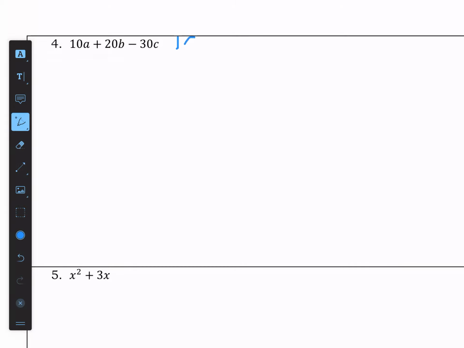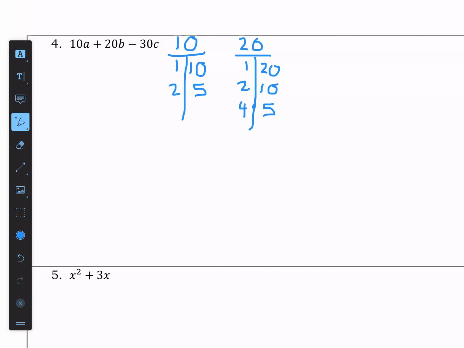So let's list our factors of 10. So 1 and 10. 2 and 5, and that's it there. Factors of 20, 1 and 20, 2 and 10, 4 and 5. And lastly, our factors of 30, 1 and 30, 2 and 15, 3 and 10, 5 and 6.